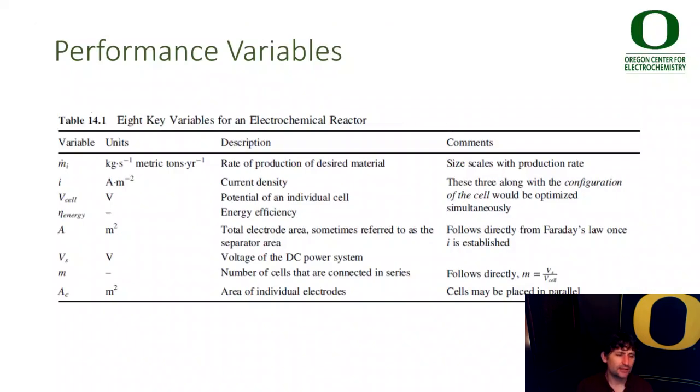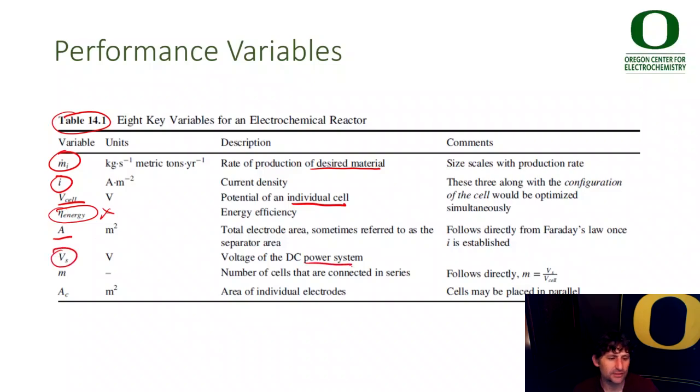So let's summarize here, table 14.1, 8 key variables for an electrochemical reactor. One is m dot of species i. It's the rate of production. It's mass per second, or metric tons per year, if you want to put it in those units, of the desired material. The other is the current density, little i. V cell is the potential of an individual cell. We'll talk about how individual cells are wired together. The energy efficiency is unitless. The total electrode area, A. The voltage of the DC power system. That's going to be the source voltage.